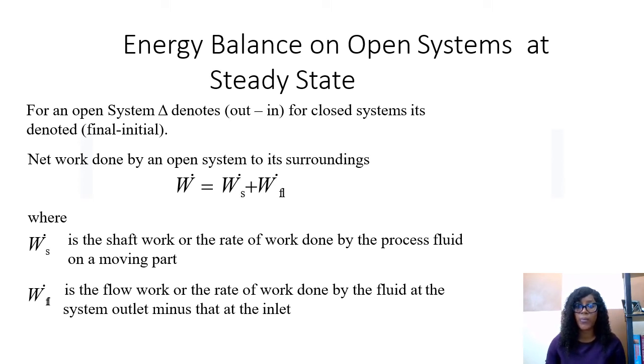Now remember in that initial diagram that shows the work being done, right? We had WS. So WS is our shaft work. Now, the net work that's done on an open system will be due to the different types of work. Because remember, we can have flow work, which is the work done by a fluid at the system outlet, minus that from the inlet. And we can also have shaft work, which is the work done by the process fluid on a moving part. So now the net work would be the WS plus the WFL.